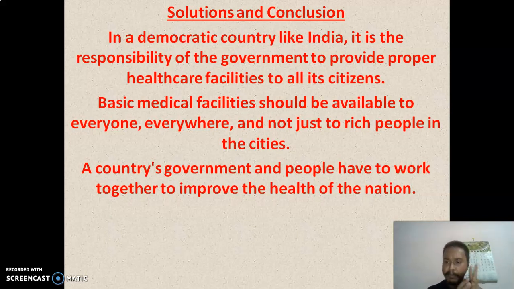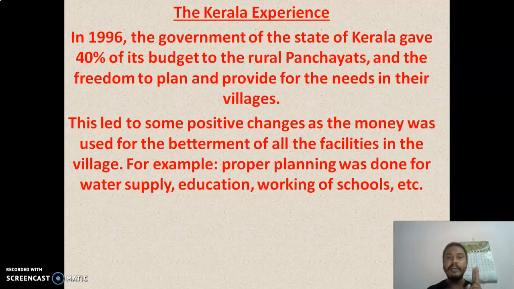These are not permanent solutions, but we'll see two solutions, one by a state and one by a country, and we'll see how they have impacted. First one is Kerala. Kerala is an Indian state. In 1996, the government of the state of Kerala gave 40% of its budget to the rural panchayat, meaning the local self-government. So the local self-government got the freedom to provide for the needs in their villages.